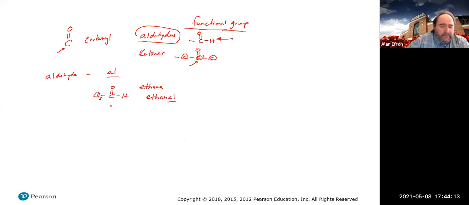Now, we don't need to give the location of this, and that's because of what we were just talking about. It will always be at the end. Either it'll be on the right-hand side or the left-hand side of the molecule, but it will always be at the end. So you don't have to give the location.